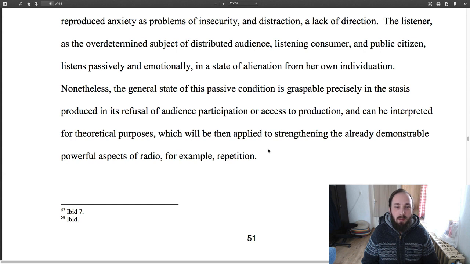This is very important to them. Repetition. That it's repeated over and over again.